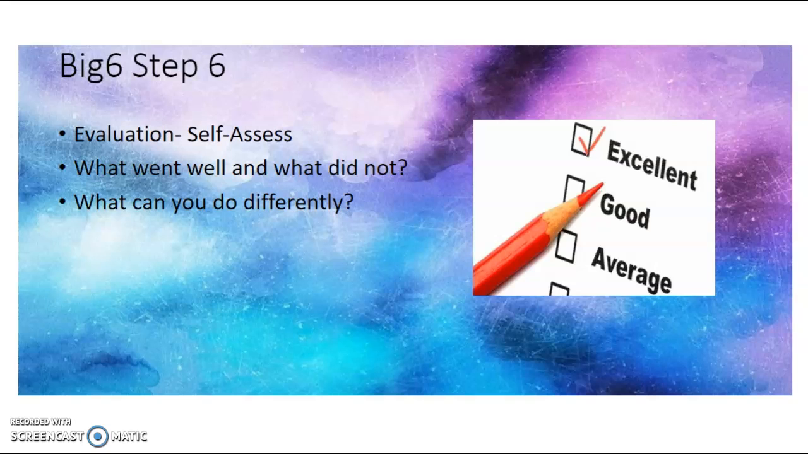Okay. Big Six, Step 6. Evaluation, self-assess. What went well and what did not? What can you do differently? So in step 6, we are going to judge the effectiveness. That means we're going to see what went well and what did not. So we are going to self-assess, and we can do that simply by creating a rubric or simply by going to Rubistar to look at the rubrics and see what kind of rubrics there were for evaluating ourselves on a project. And then we need to ask ourselves, what can we do differently?